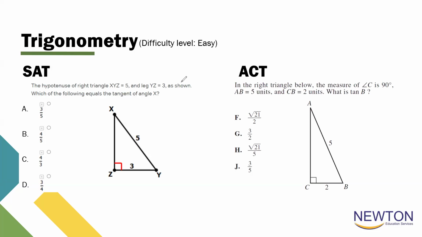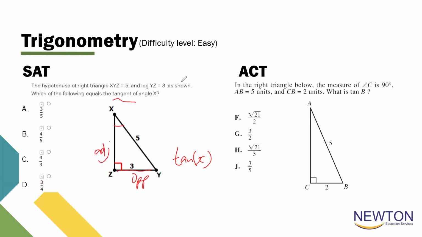All right, so what do they want? They want the tangent of angle X, so they want tan X, right? What did they give us? They gave us the hypotenuse and this side, YZ. If this is my angle and I want tan, I want opposite and adjacent. How can I get my adjacent?